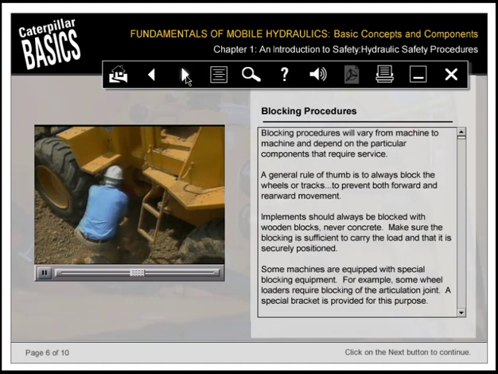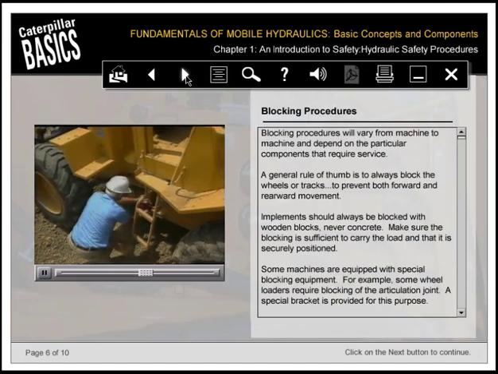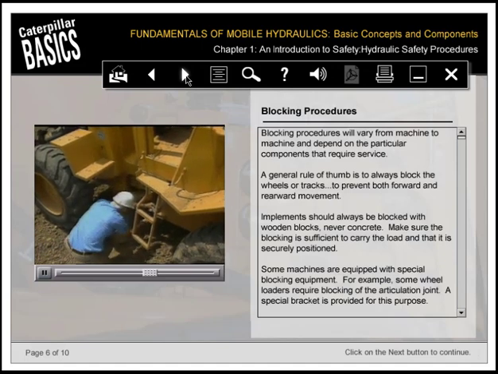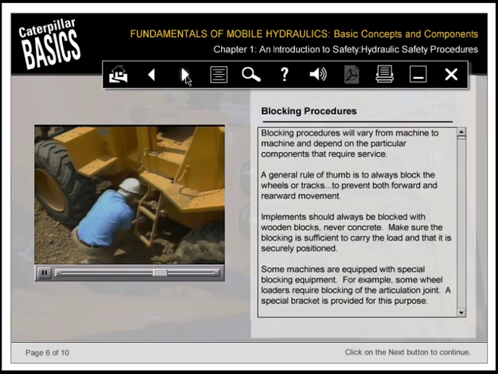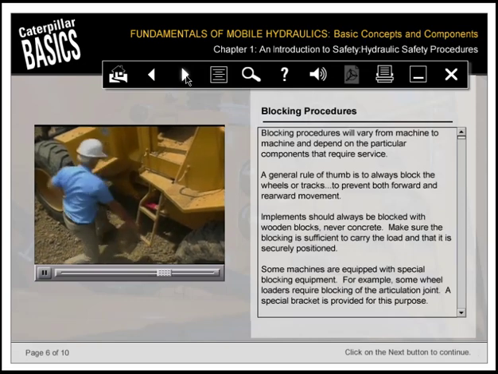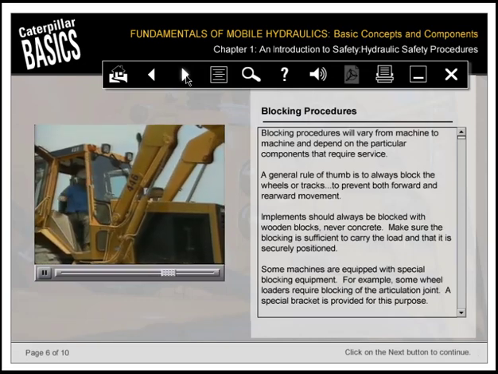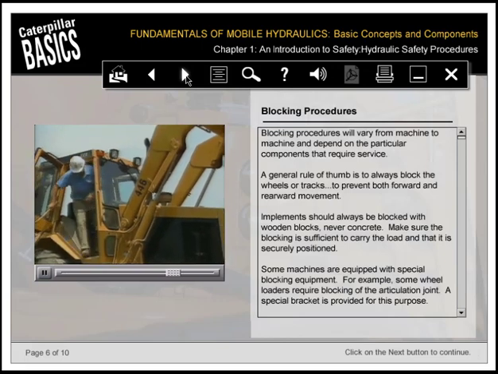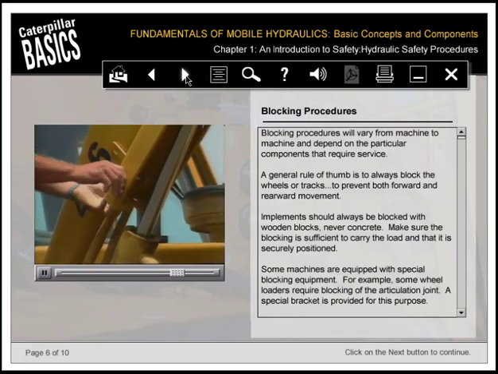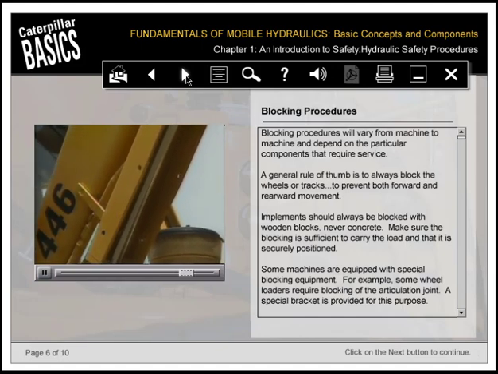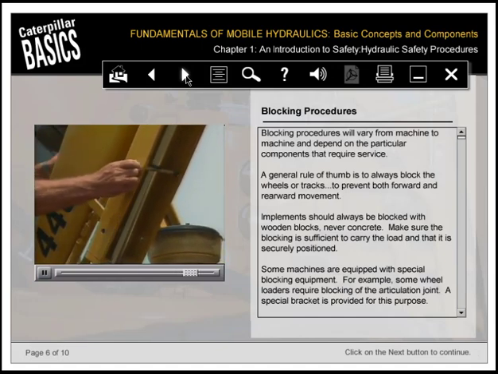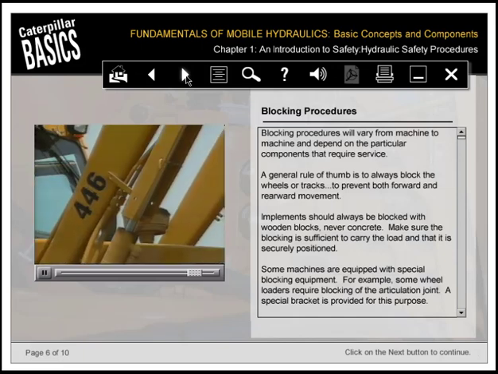Some machines are equipped with special blocking equipment. For example, some wheel loaders require blocking of the articulation joint. A special bracket is provided for this purpose. Backhoe loaders and other machines are equipped with special brackets to hold the loader frame for certain service tasks. Always remember to check the operation and maintenance guide and service manual for any special blocking procedures.